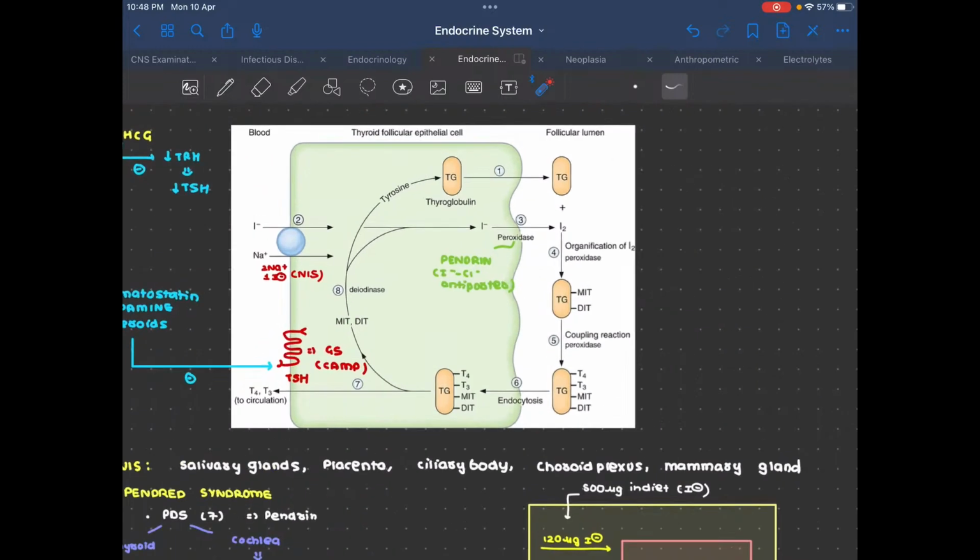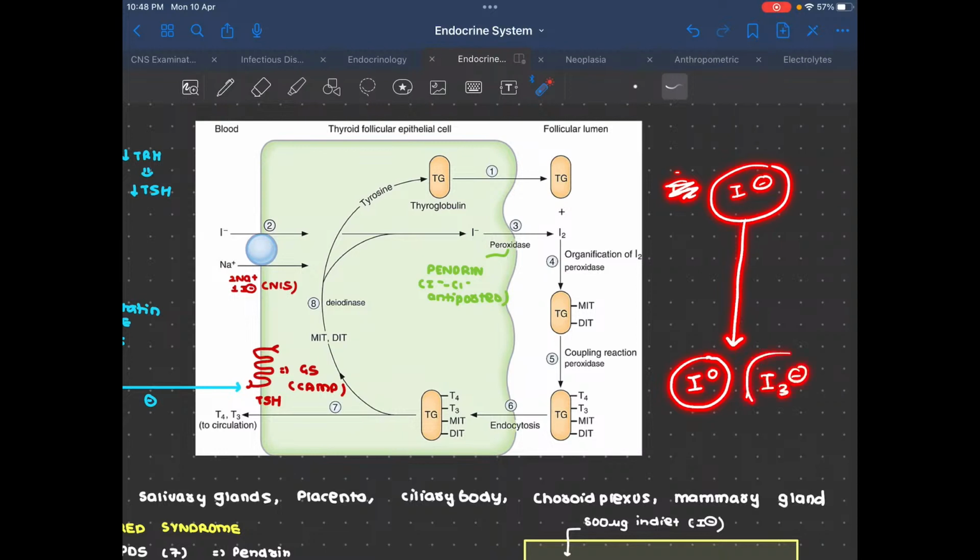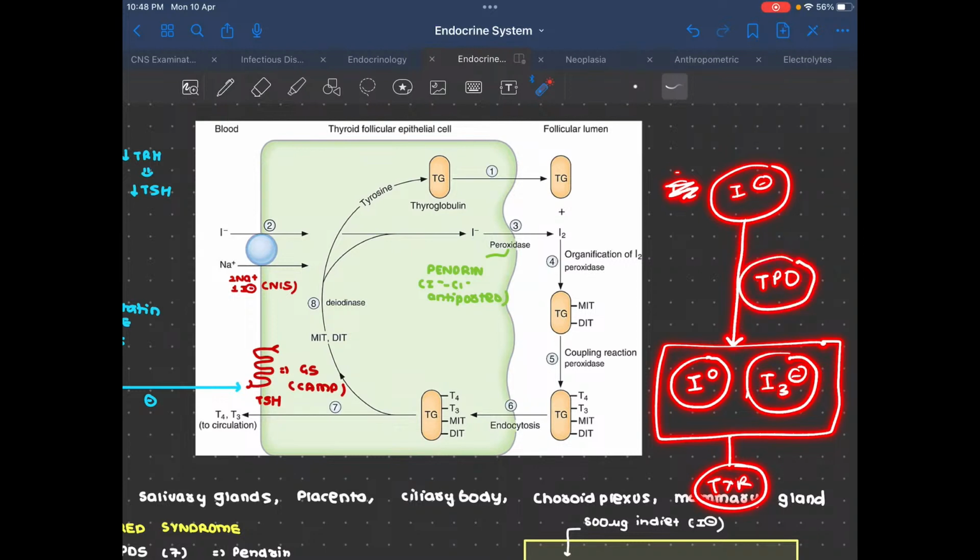So once the iodine is here, what do we do next? This iodine needs to get converted into its nascent molecule, that is I0, or I3 negative, that is a superiodide molecule. These are more reactive substances. If these are formed, then only it can attach with your tyrosine. How do we convert this? Via the enzyme known as thyroid peroxidase.